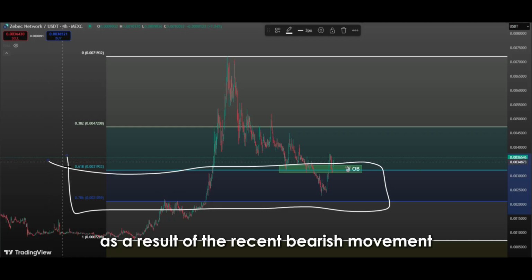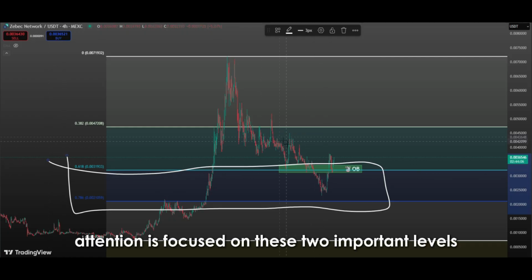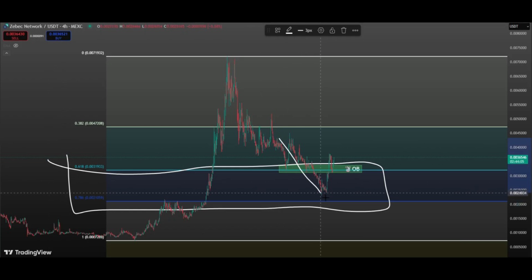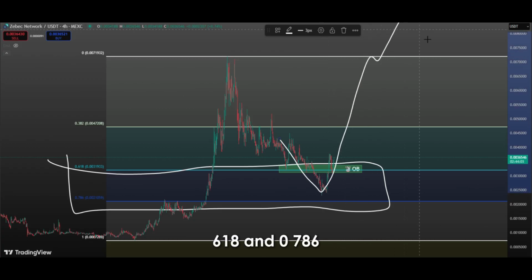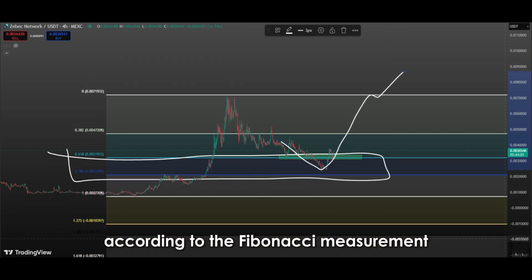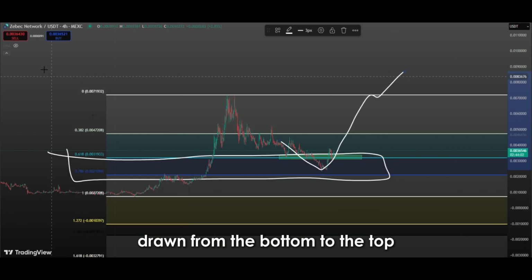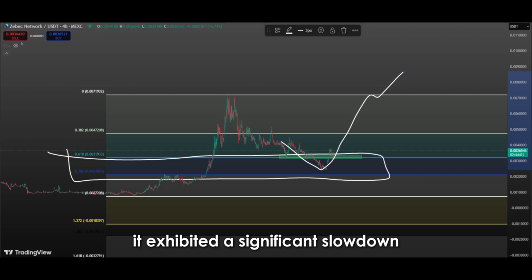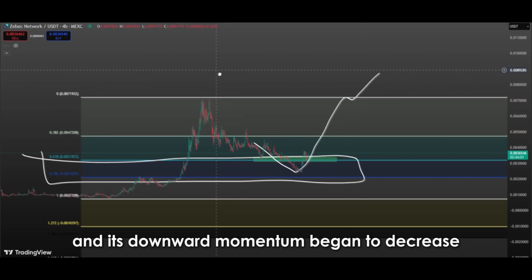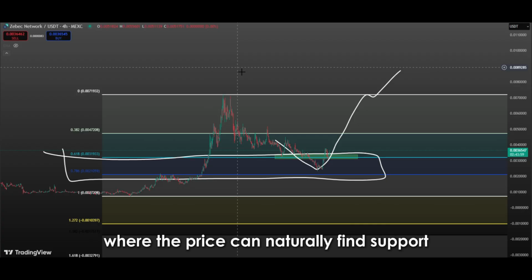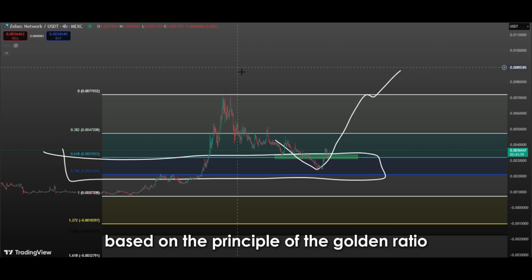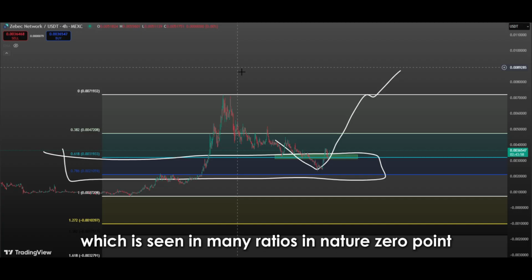As a result of the recent bearish movement, investors' attention is focused on these two important levels. Because when the price reached the area between the ratios of 0.618 and 0.786 according to the Fibonacci measurement drawn from the bottom to the top, it exhibited a significant slowdown and its downward momentum began to decrease. 0.618 is considered one of the places where the price can naturally find support based on the principle of the golden ratio, which is seen in many ratios in nature.